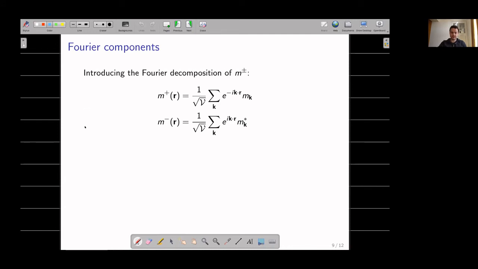What is the next step is to introduce, in this step, the Fourier decomposition of those operators m plus and m minus. So now, quite clearly, just 1 over the square root of the volume of the system and the sum of exponential of mk. Now k has a discrete index, and so we have those two expressions for m plus and m minus.